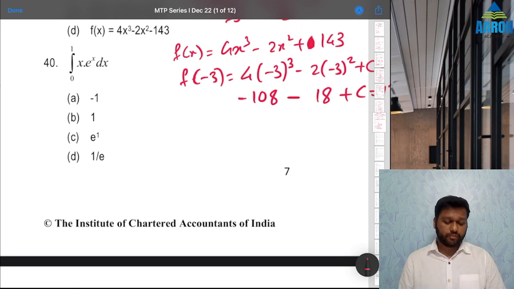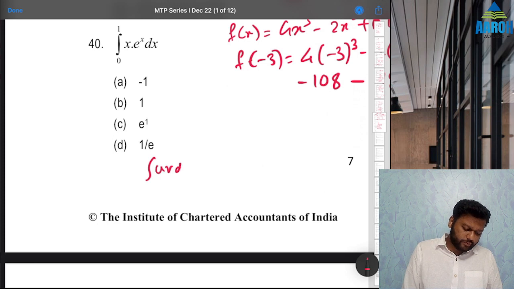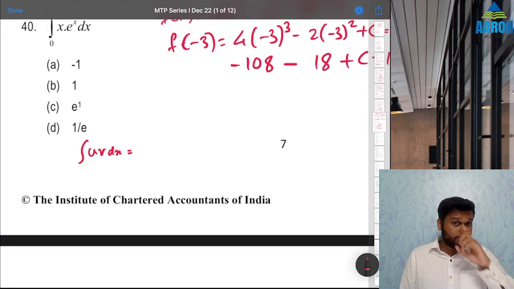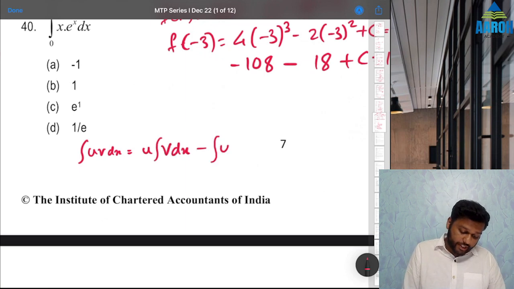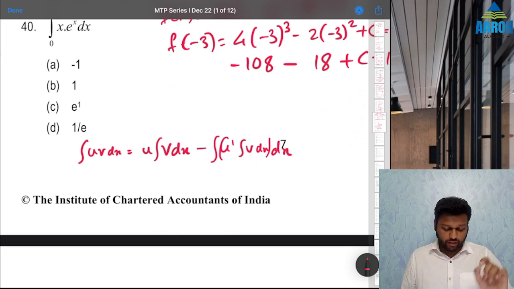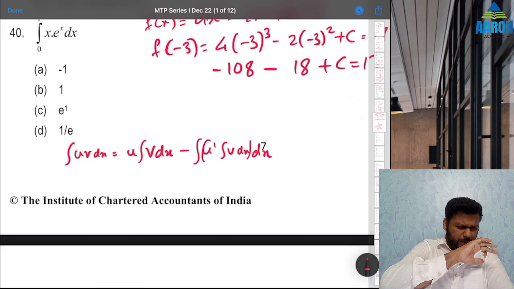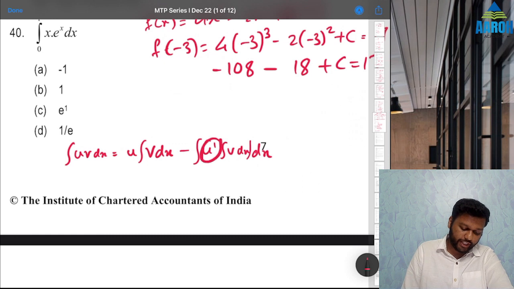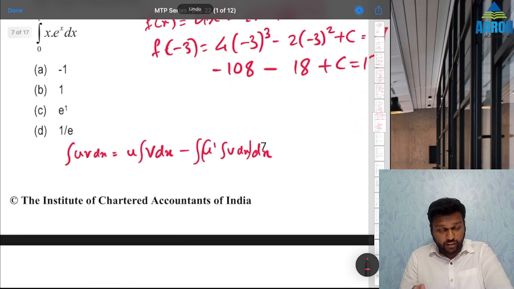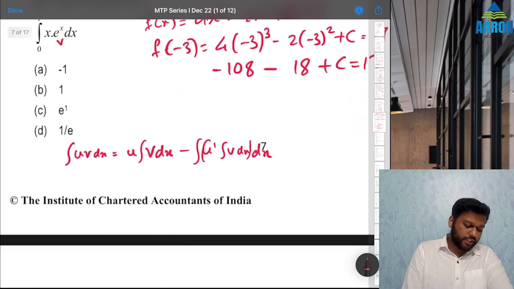Now let's first write the formula for integration by parts. If we have something like this, then how can we integrate by parts? u integration v dx minus integration of u dash into integration of v dx, right? Fine. Now generally, if you know the basic rules of assuming u and v, then you know that u is something which will reduce when you take derivative because you are taking u dash. v is something which can be easily integrated. So this is v, this is u.